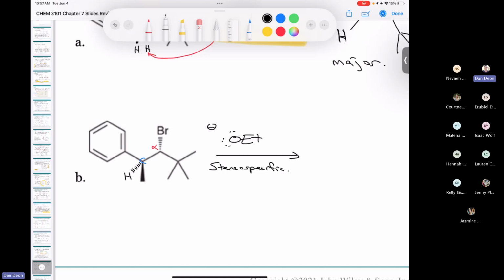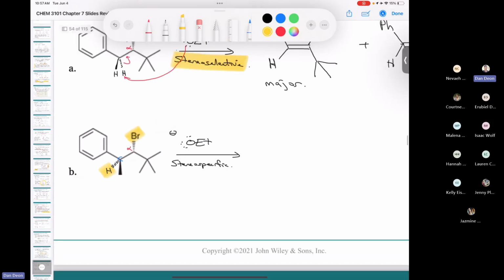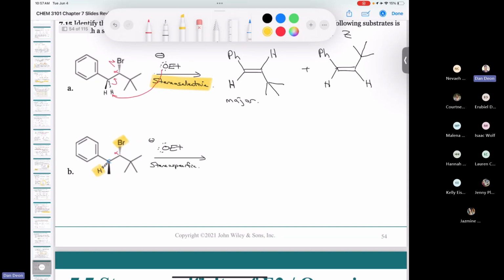And the way that this is drawn, you can see that the bromine and the proton are not coplanar, right? They're not drawn anti-periplanar to each other. They're both pointing into the page. And so what we're going to do is this.